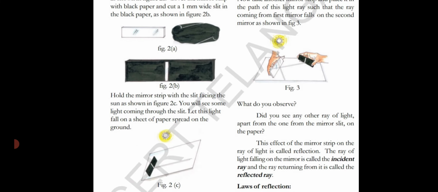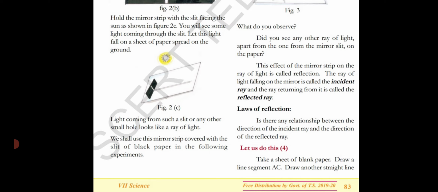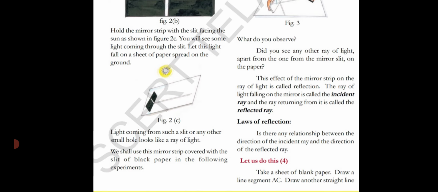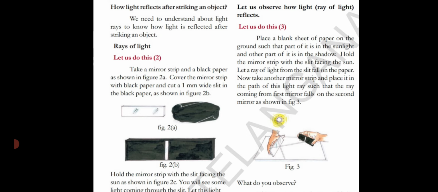Hold the mirror strip with the slit facing the sun as shown in figure 2c. You will see some light coming through the slit. Let this light fall on a sheet of paper spread on the ground. Light coming from such a slit or any other small hole looks like a ray of light. Okay, this is how a ray of light can be noticed. We shall use this mirror strip covered with the slit of black paper in the following experiments. So it's not a waste, we could use it in other experiments.